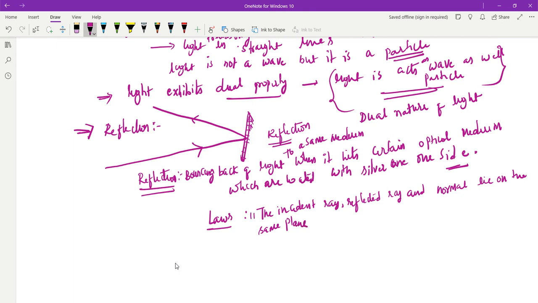The second law of reflection: the angle of incidence is equal to the angle of reflection. So we always measure the angle of incidence and angle of reflection with the normal, which I will say later. So these are the two laws of reflection.